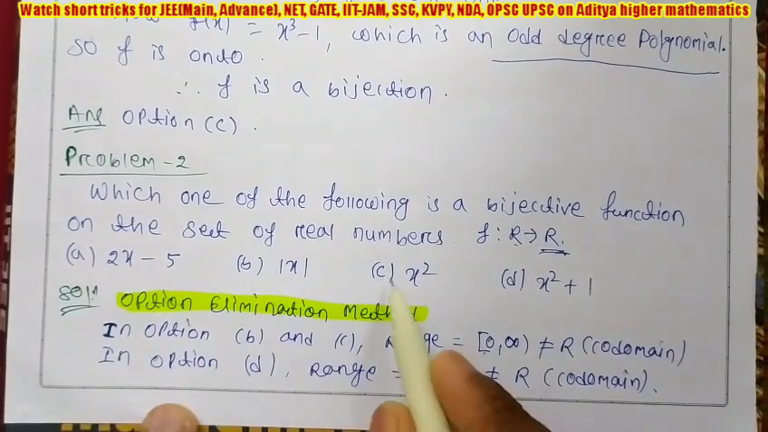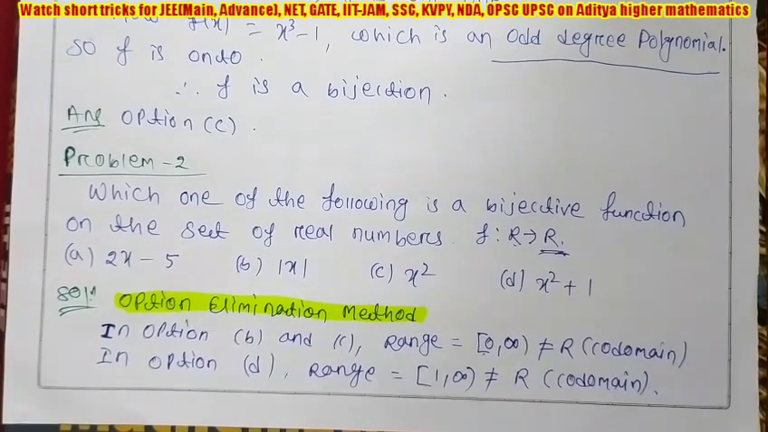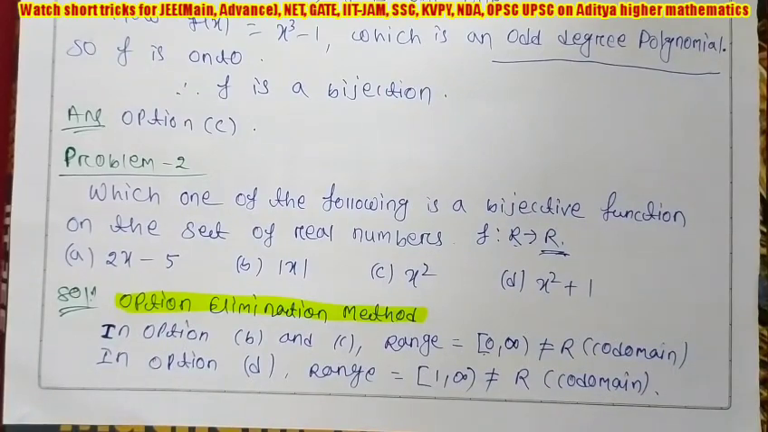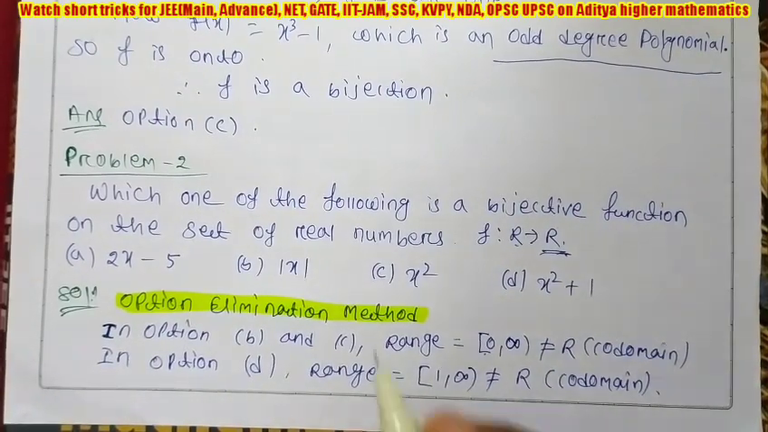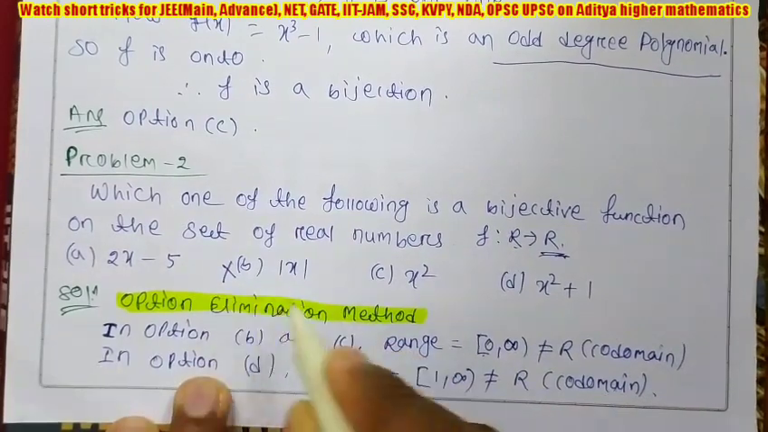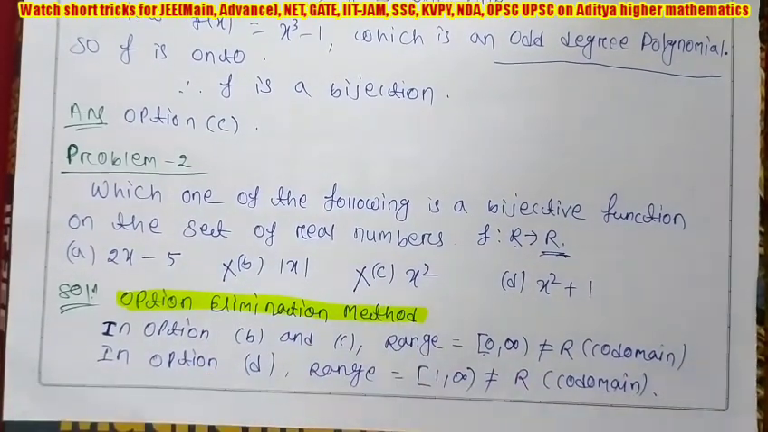In options B, C, it is not onto. And remember that when a function is not onto, it is not bijective. Because the condition of bijective is that it must be both one-to-one and onto. Since it is not onto, options B, C, you can eliminate from this question.